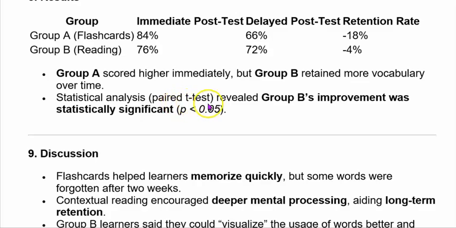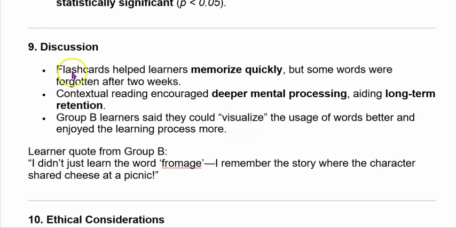Statistical analysis: a paired t-test revealed Group B's improvement was statistically significant, p less than 0.05. So, a discussion. Flashcards helped learners memorize quickly, but some words were forgotten after 2 weeks. Contextual reading encouraged deeper mental processing, aiding long-term retention. Group B learners said they could visualize the usage of words better and enjoyed the learning process more.